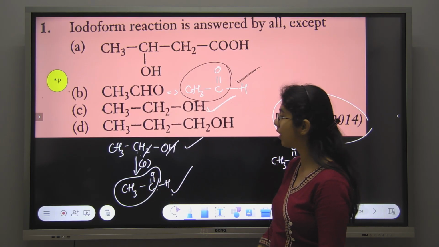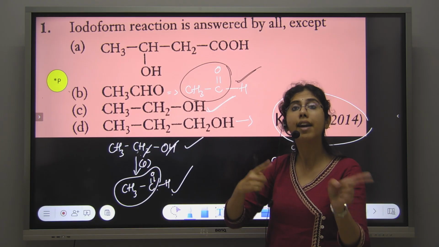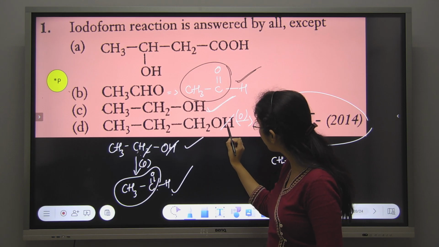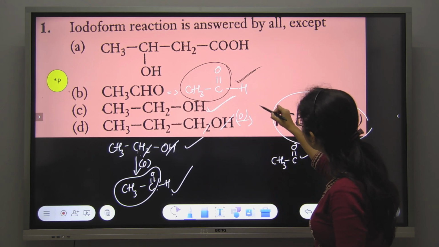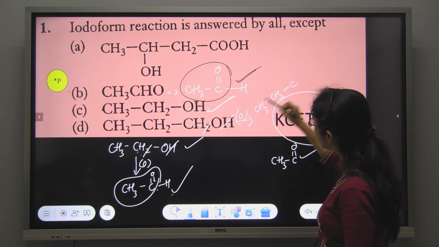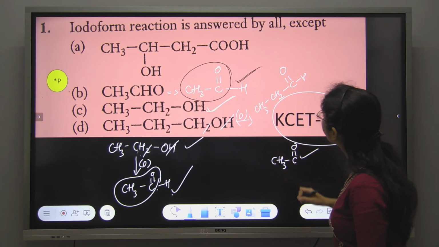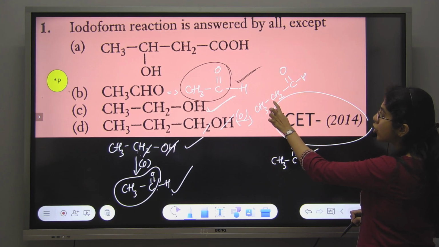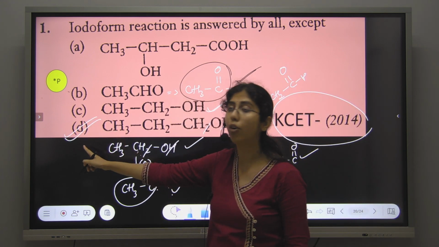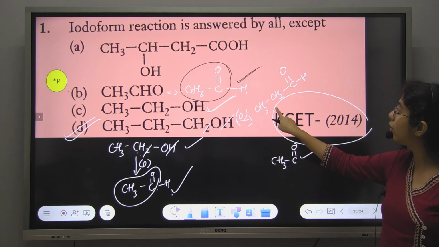Now coming to option D, we have an alcohol. Always when you get an alcohol in iodoform, try to oxidize the alcohol. Now what happens? You remove this hydrogen and you remove hydrogen from the next carbon. What product comes? I'll write here CH3 CH2 C, one more hydrogen is present, and we form a double bond between carbon and oxygen. Look, what is here? COCH2, not COCH3, right? That is why this cannot give iodoform.